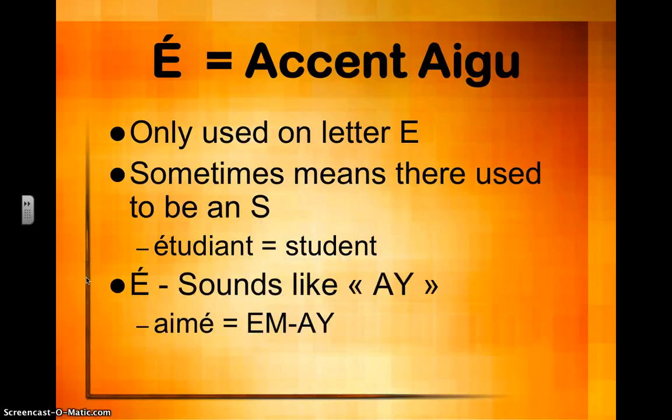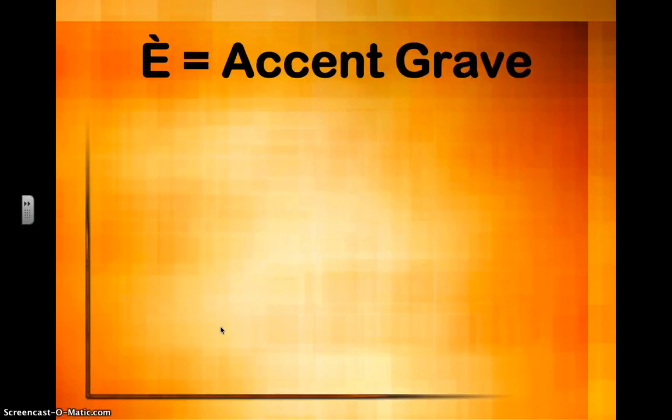It sounds like A. So for example, this word here is M-A instead of just M if there was no accent here. M-A. So it's important to note that not all accents are going to change the sound of the letters, but some do. Next up, we have accent grave.